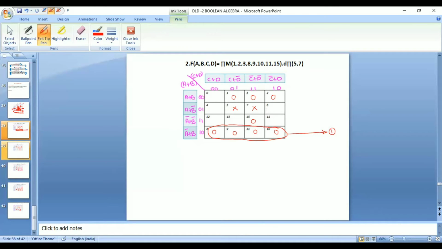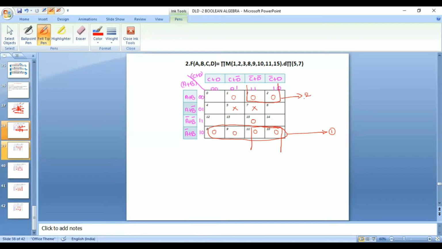Next, observe this 2, 3, and 1. So this 2 is also far away from the other min terms, and with edge grouping we are considering here 2, 3, and 10, 11. So this is the best idea to group the min terms without using the don't care conditions.